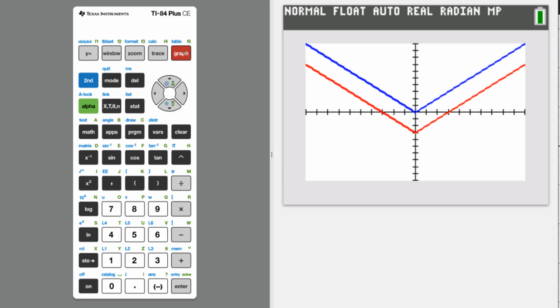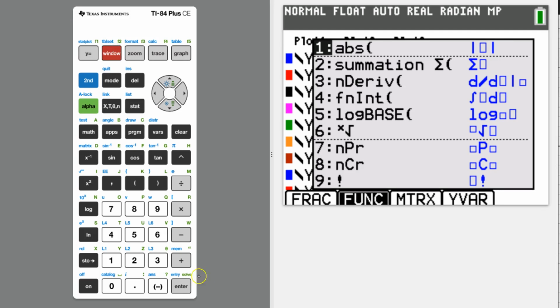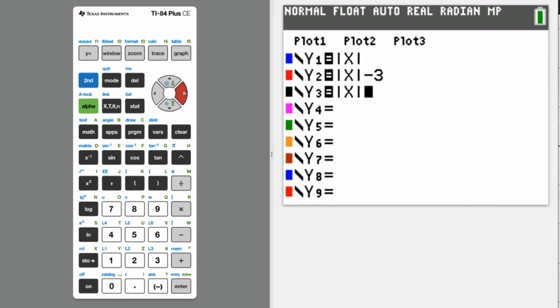And if you have the color edition calculator, you can look at multiple graphs and tell what's what because you have them in different colors, and if you press trace and your up or down arrows, you can move the cursor from one to another and you'll see the equation of the one you're on at the top of the screen. So suppose I go back to y equals, and this time we're going to do the absolute value of x plus 4.